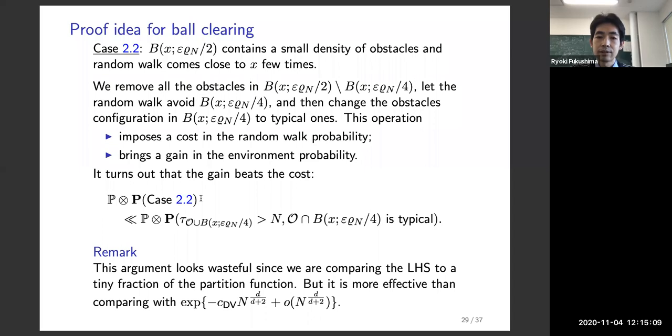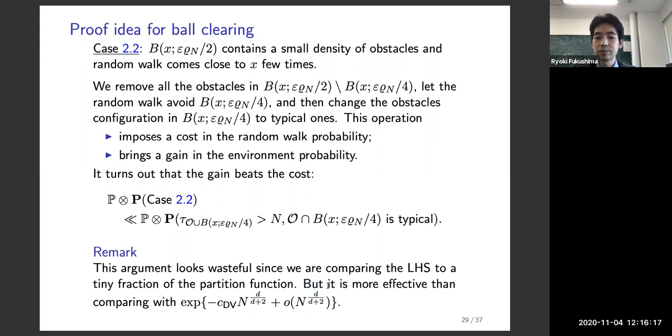And this argument for case 2.2 looks extremely wasteful. And actually, I can tell you it is wasteful. Because if you look at the event on the right-hand side, you notice that this event is in case 1. Because the obstacles configuration in this ball is typical, there is certainly high density of obstacles. So this is in case 1. So what we are doing is very strange. We are comparing this probability of case 2.2 not to the full probability, but to the probability of case 1, which we have already proved to be very, very small. So we are comparing the left-hand side not to a partition function, but just a tiny fraction of the partition function. We know this is a tiny fraction, but somehow it works very well.